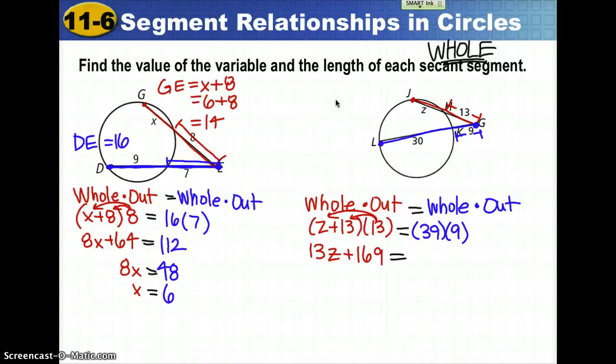39 times 10, that's 390. 39 times 9 is 1 less 39. It's 351. Then subtract 169 from both sides, and 13z is equal to 182. 13z equals 182, which means that z equals 14.